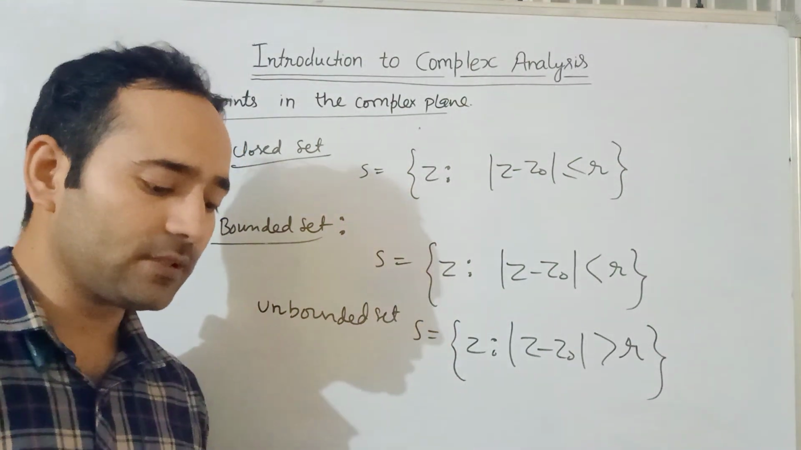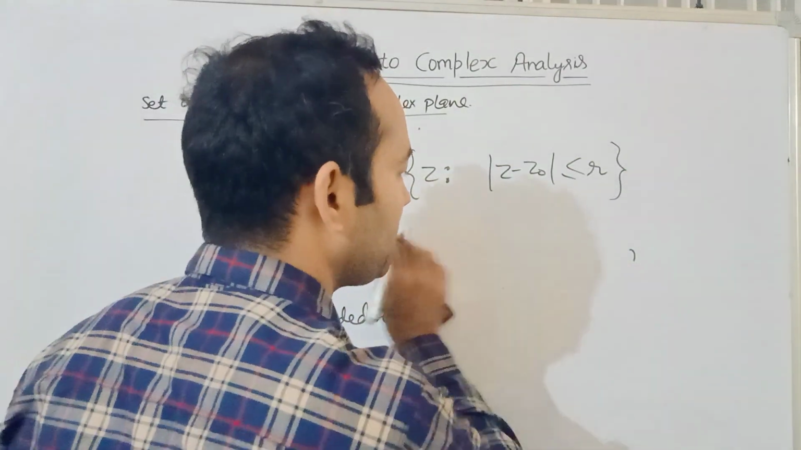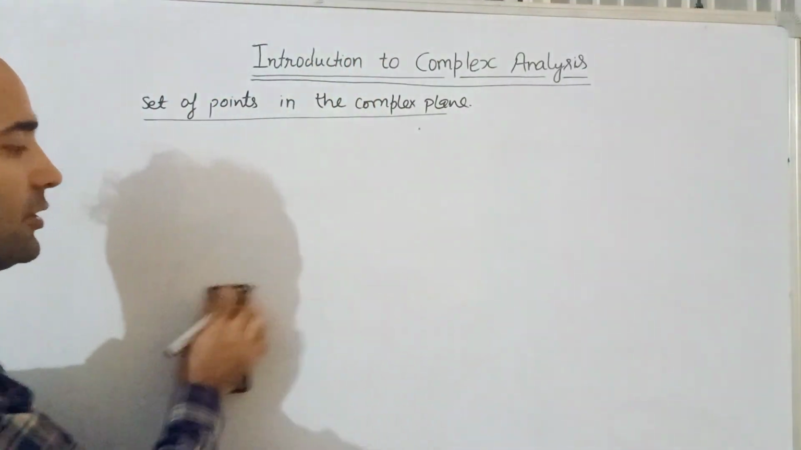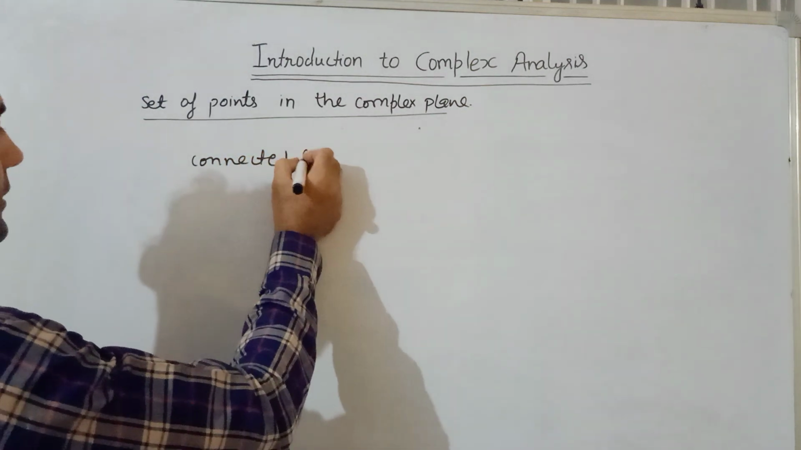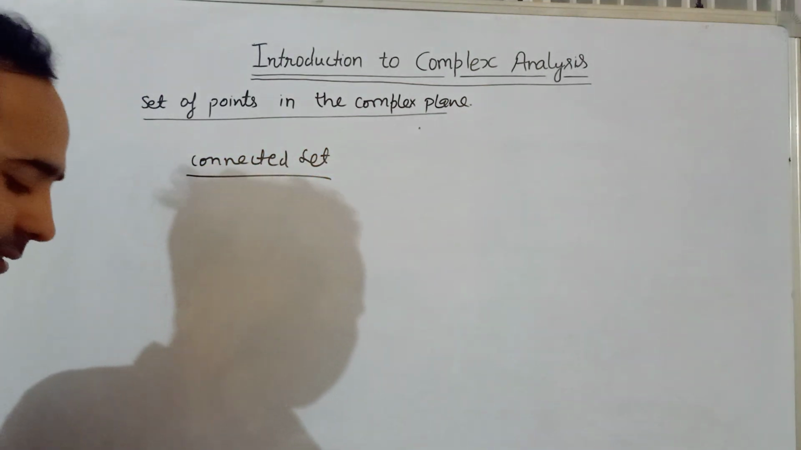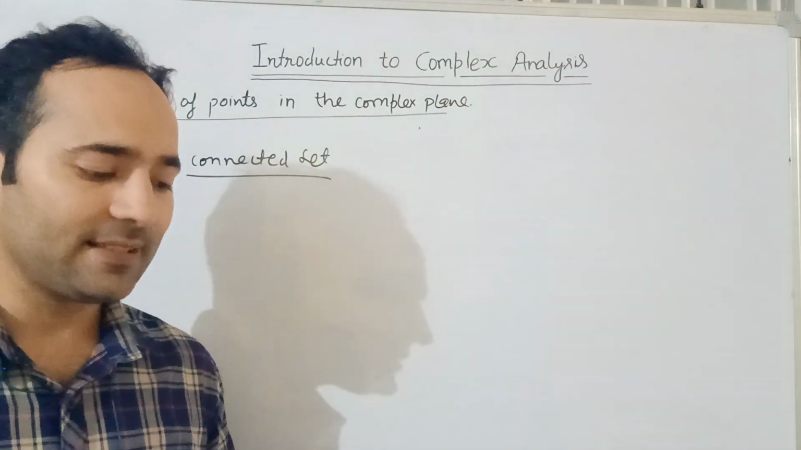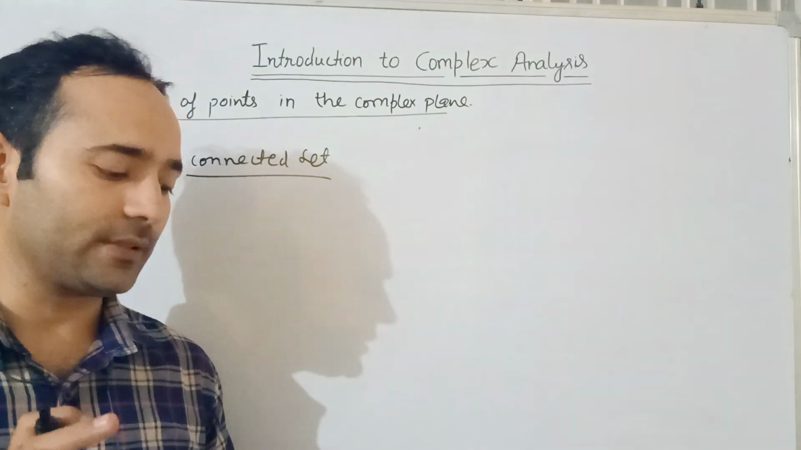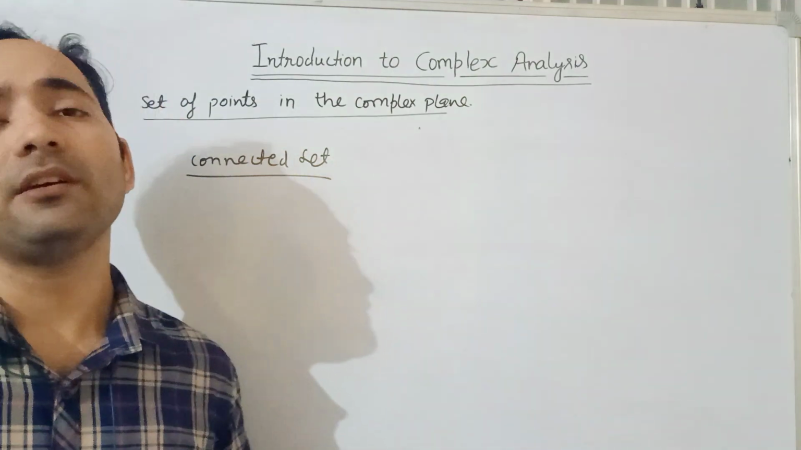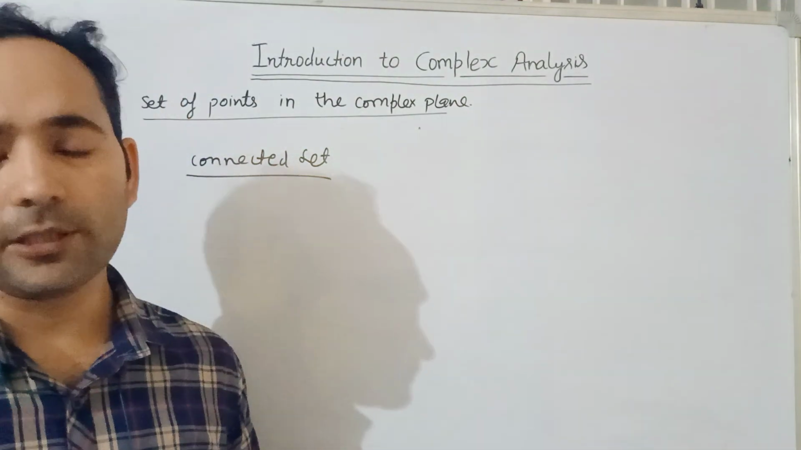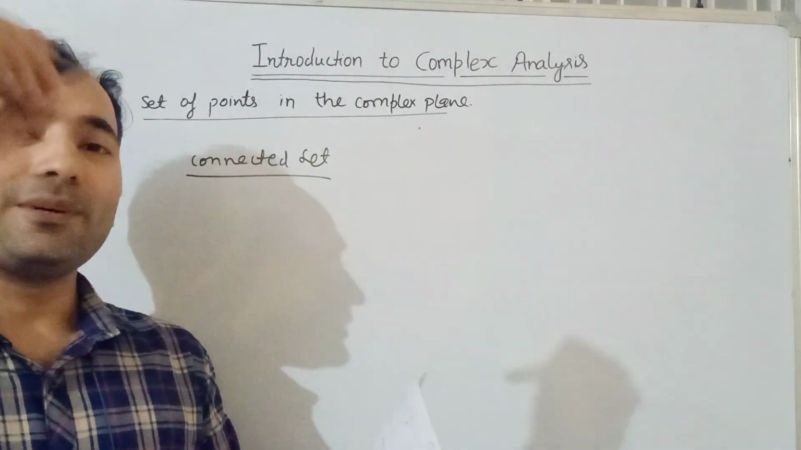Couple of more terminologies that will help to understand other things. Now let's talk about connected sets. What is connected set? Connected set is important to understand domain and region. Okay. So what is connected set? An open set S is connected if any 2 points Z1 and Z2 belonging to that open set S can be joined by a polygonal line. What is polygonal line? That means you draw a line in multiple segments.